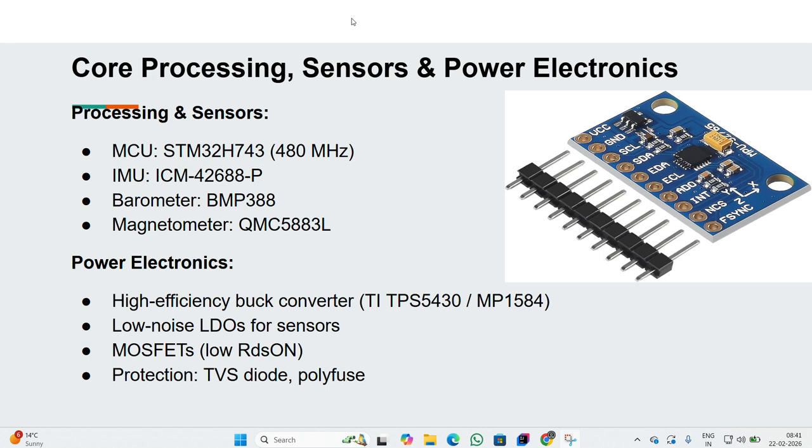Now we will discuss power electronics. High efficiency buck converter. We can use MP1584 or TI TPS5430. Low noise LDOs for sensors. MOSFETs which have low RDS(on). Protection: TVS diode and polyfuse are used for protection in this.